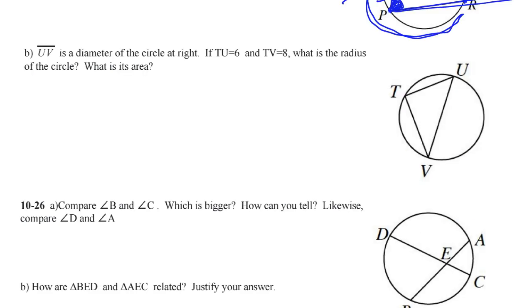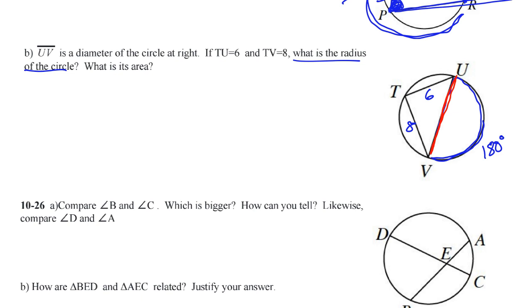In the following question, UV is the diameter of the circle. So if this is UV, then the measure of this arc is right away half of the circle, so it's equal to 180. Let's see what more information is given. They said also TU is equal to 6, and TV is equal to 8, and you want to figure out the radius of the circle. If I figure out the length of this segment, UV, which is the diameter of the circle, I'll be able to figure out the radius.